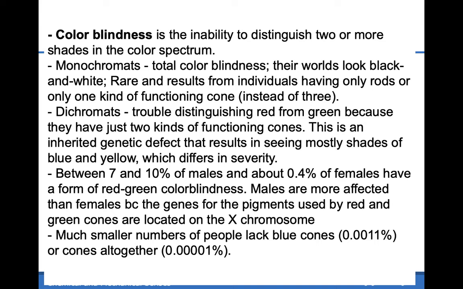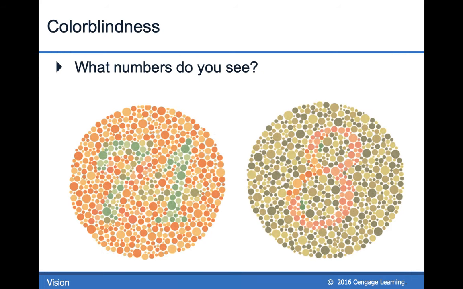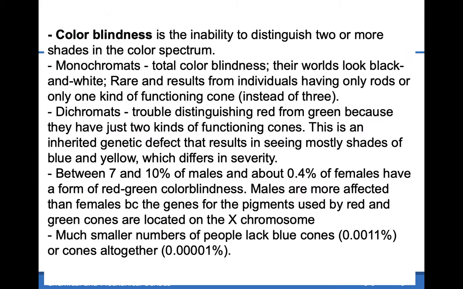So color blindness is the inability to distinguish two or more shades in the color spectrum. Going back to these images, the most common color blindness issue is red and green color blindness, and that's why these images typically trip up the most number of people. Maybe you might see something else, or you might just see the big changes. That could just be some color weakness.